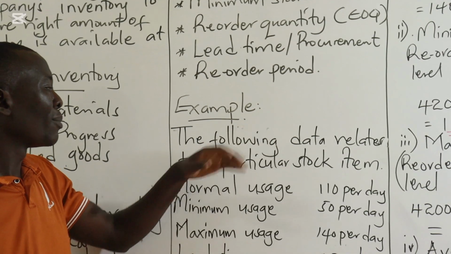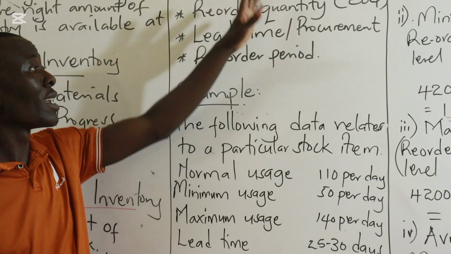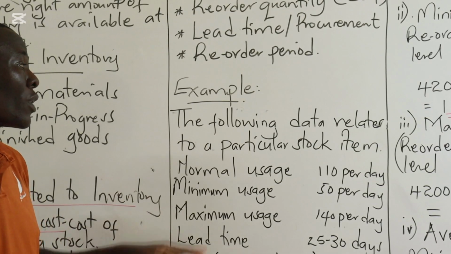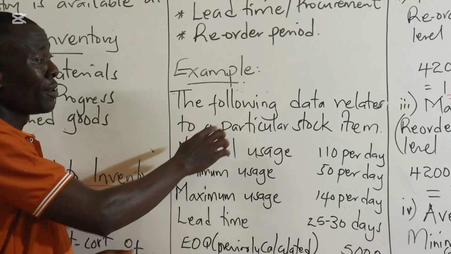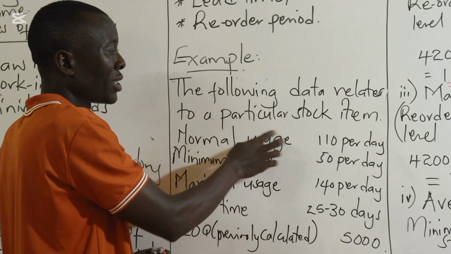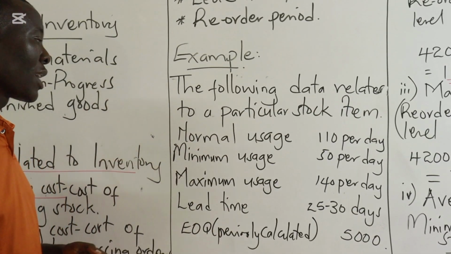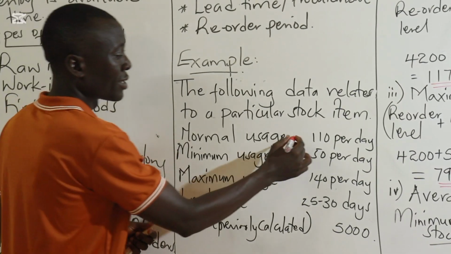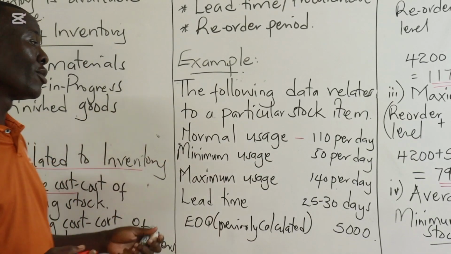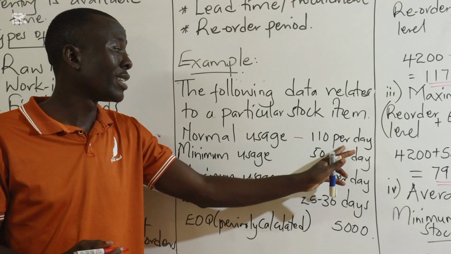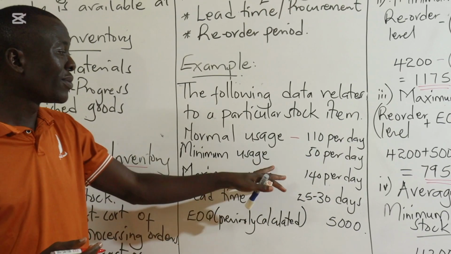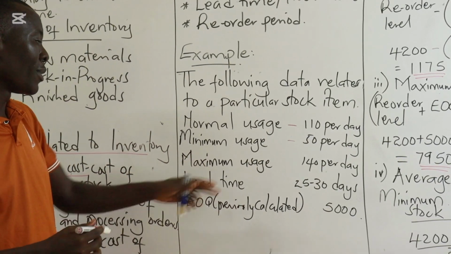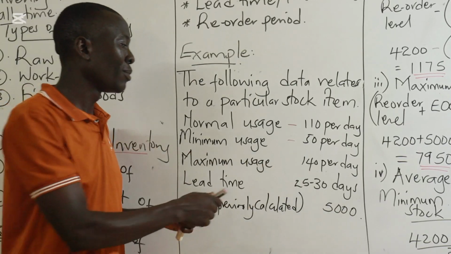So we'll have an example on how to calculate these various stock levels, and then we move to economic order quantity. Our example says the following data relates to a particular stock item, and we have been given the values here. The first one is normal usage, which is 110 per day. We have minimum usage, which is 50 per day. We have maximum usage, which is 140 per day.